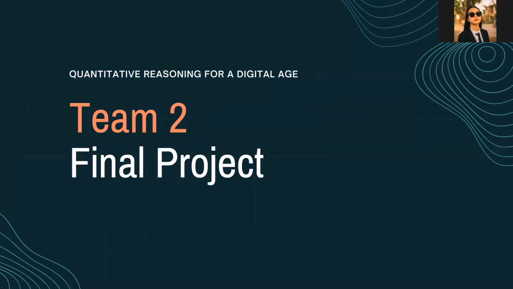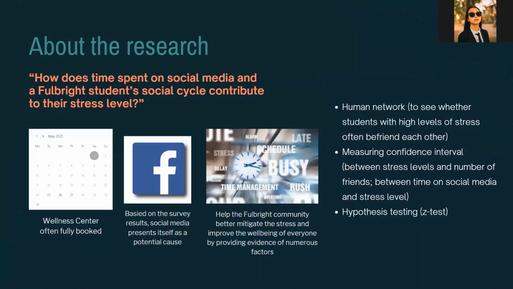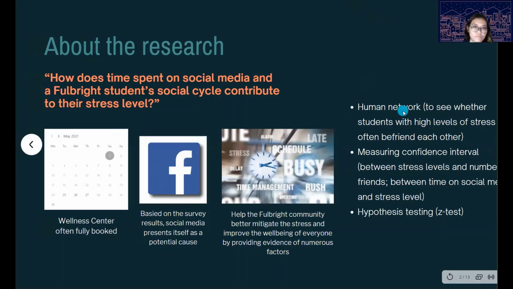We believe this is a crucial matter to research and is currently quite an issue at Fulbright, as the Wellness Center is fully booked very often, especially during exam seasons like at the moment, and we believe that social media could be a potential cause that we can look into based on the data we have been able to gather. We hope that this research will be able to help the Fulbright community improve the well-being of everyone by providing evidence of numerous factors so that people can better understand and control them, thus minimizing their stress levels.